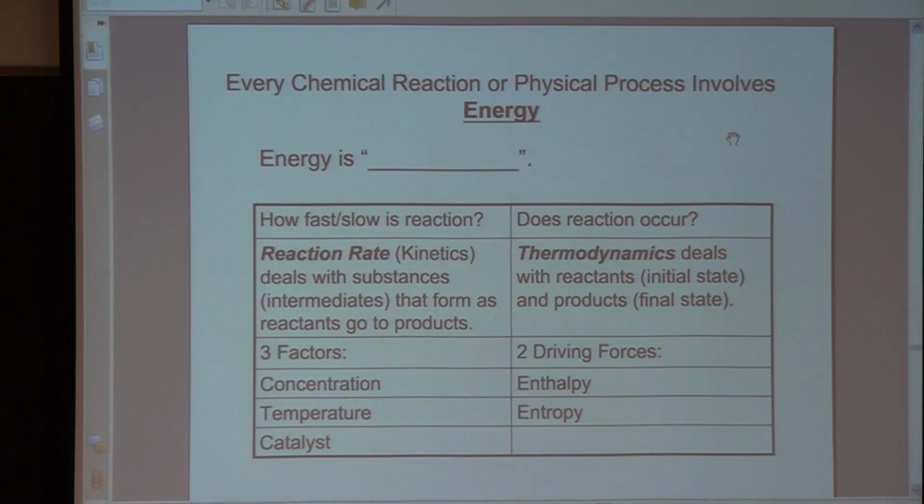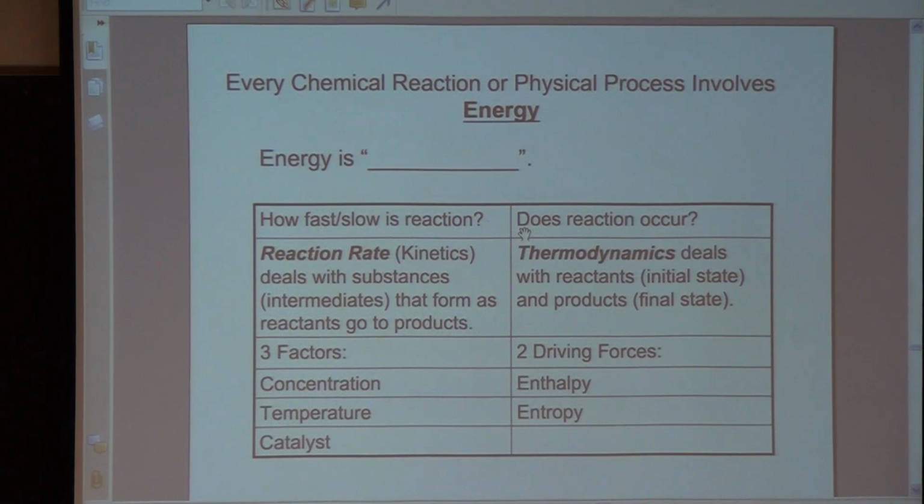Are there any types of energy besides work? Heat and potential energy and kinetic energy and electrical energy. Yes, there are all different types of energy. So going back to what we talked about earlier, reaction rates tell us how fast or slow a reaction occurs. And as we discussed earlier, there are three factors that determine reaction rate: concentration, temperature, and catalyst.